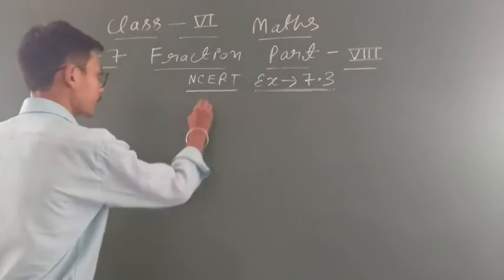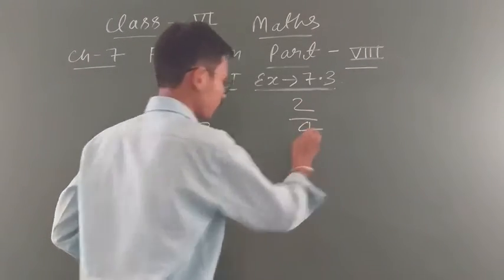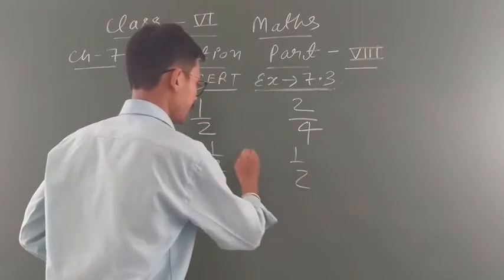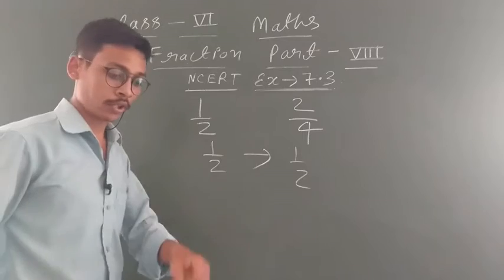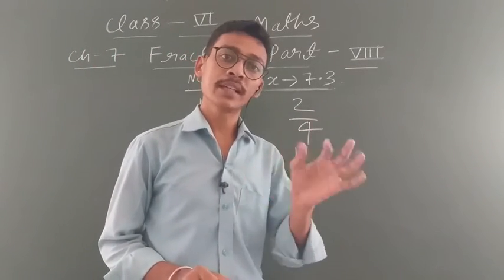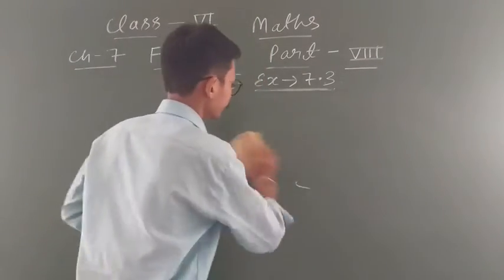Like first fraction is coming 1 upon 2, okay, and second fraction is coming 2 upon 4, okay. So now you will say they are equal. Yes, they are equal. So you will match this one. So in second question you will find out the fraction of all. Then you will see which fractions are equal to each other. Then you will match.